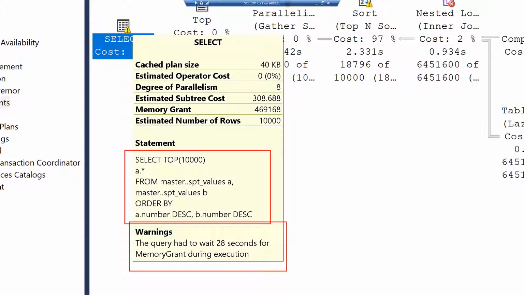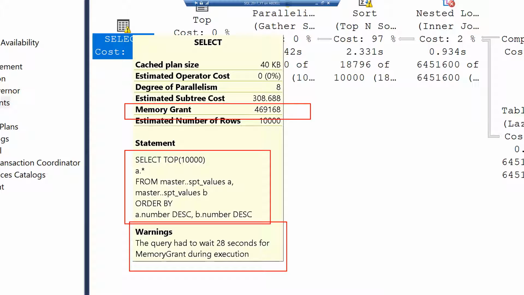Now, inside the stored procedure, this is one of the statements where the execution is waiting for 28 seconds for memory grant. How much memory? That also gets answered here. So this particular query wanted more than 400 MB, more than 450 MB there. 469168 is kilobytes. So it is 469,168 kilobytes, equivalent to close to 450 MB is what this query wanted.